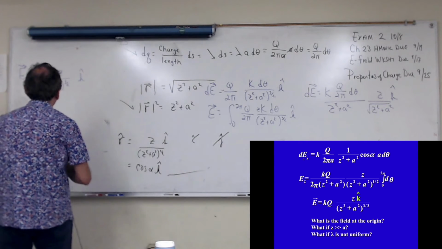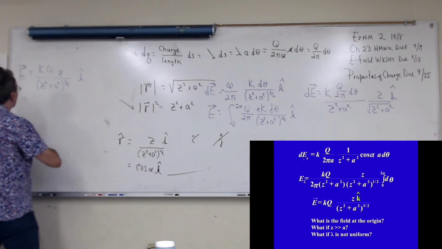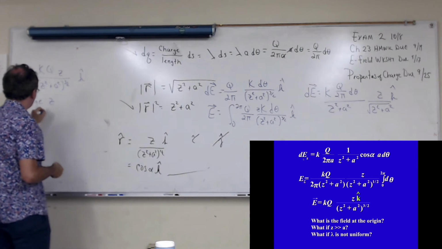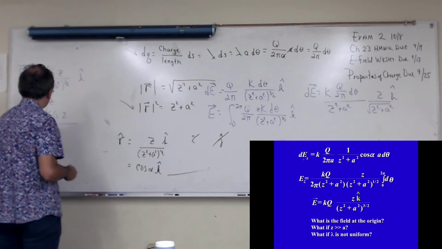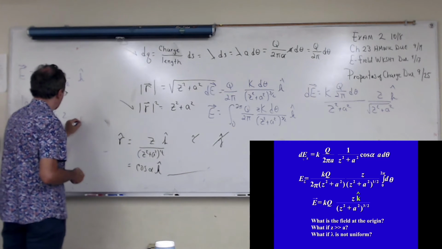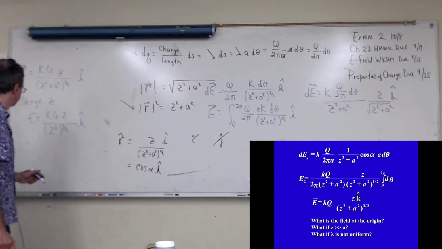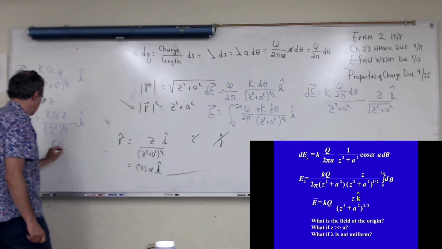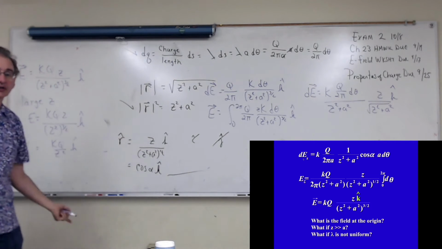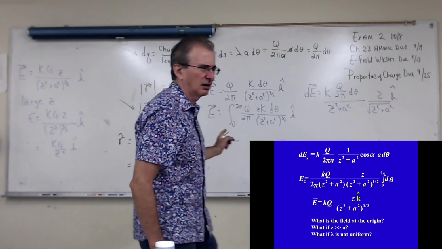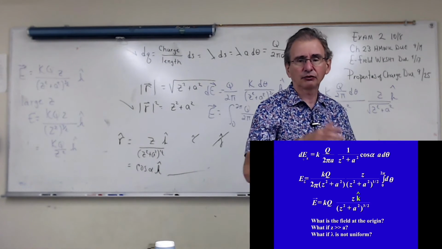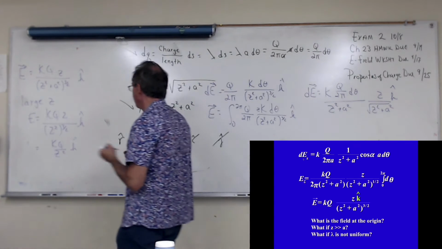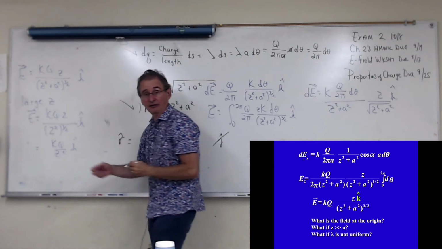If Z is big, then this term I can ignore. I get E is K Q Z over Z squared to the 3/2 k hat. And this comes to k q over z squared k hat, which is the field due to a point charge. Can you guys see that okay? I'm too far away from the computer screen, so it's hard for me to see. Okay. And so that's the field when you're really far away, and it acts like the field due to a point charge.